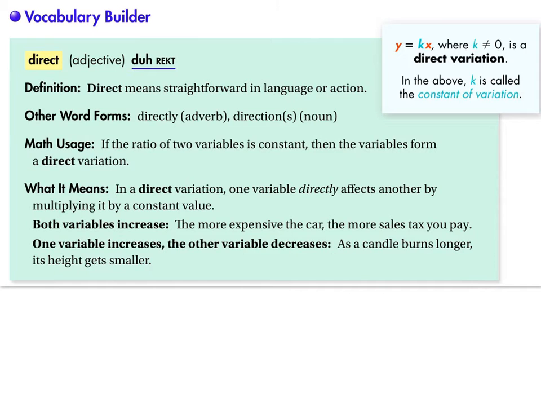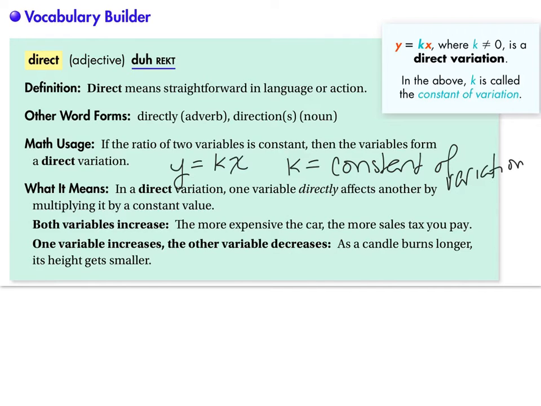We do have a bit of vocabulary. We're talking about direct. Direct is an adjective. It means straightforward. In math, if the ratio of two variables is constant, then the variables form a direct variation. And we have this formula for direct variation. It's y equals kx, where k is the constant of variation.